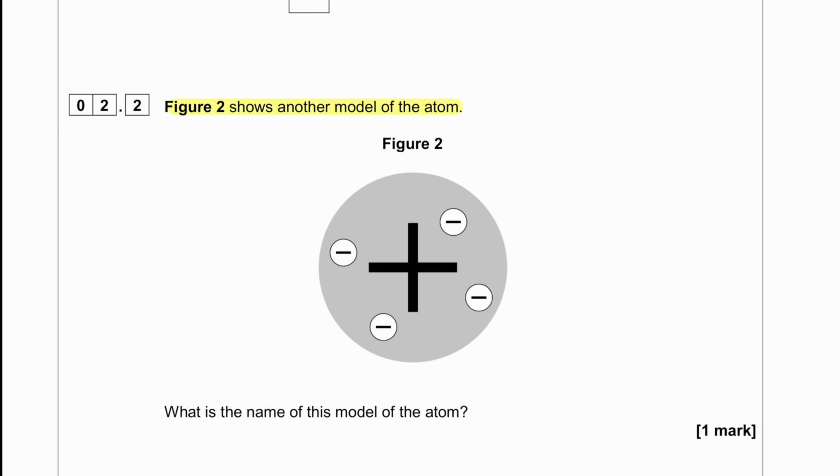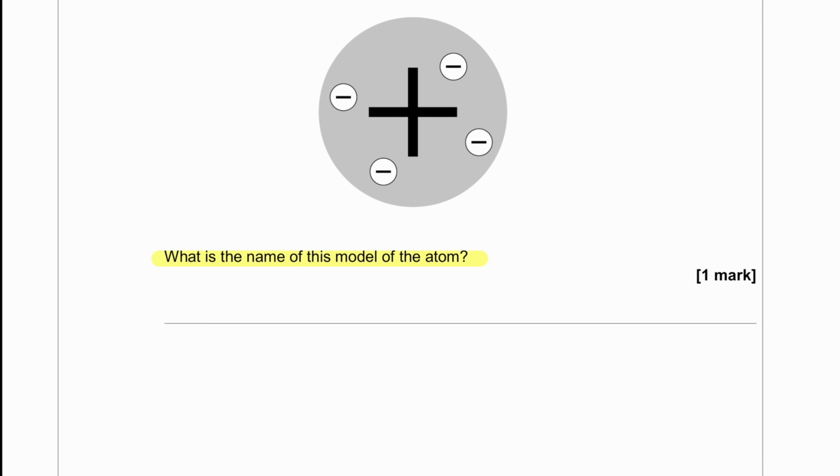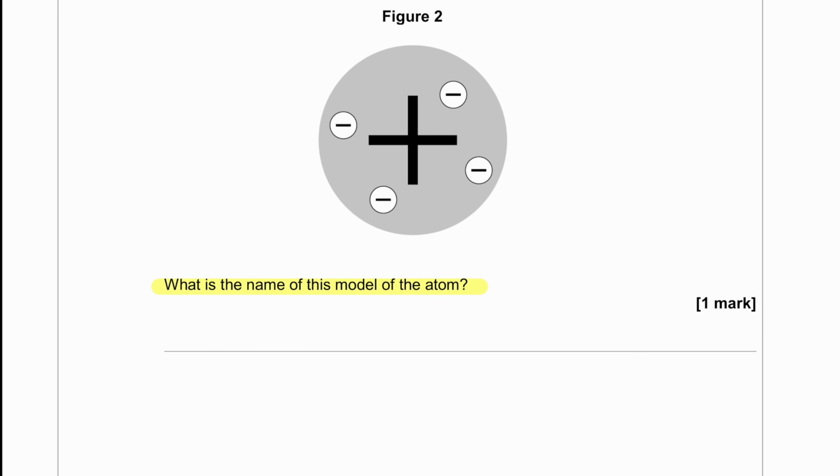Figure 2 shows another model of the atom. What is the name of the model of the atom? This particular model of the atom is called the plum pudding model, where the atom is considered to be just like a plum pudding, and the positives and negatives are just scattered all around.